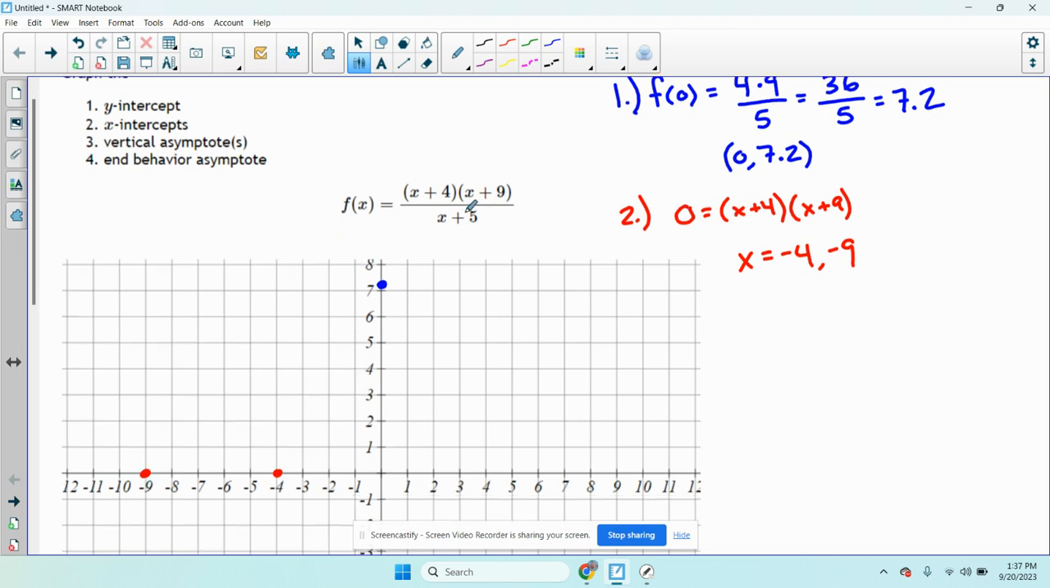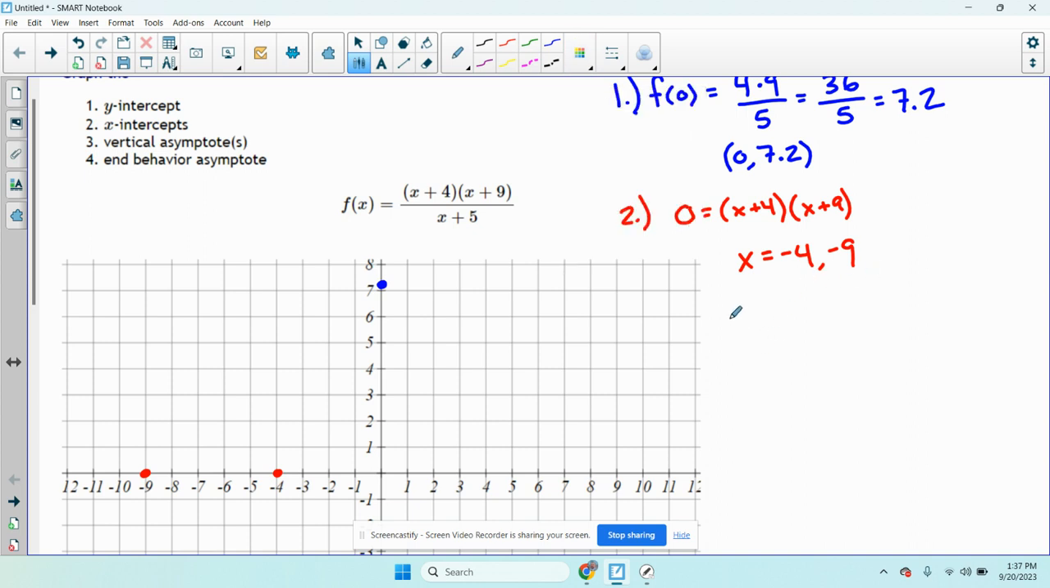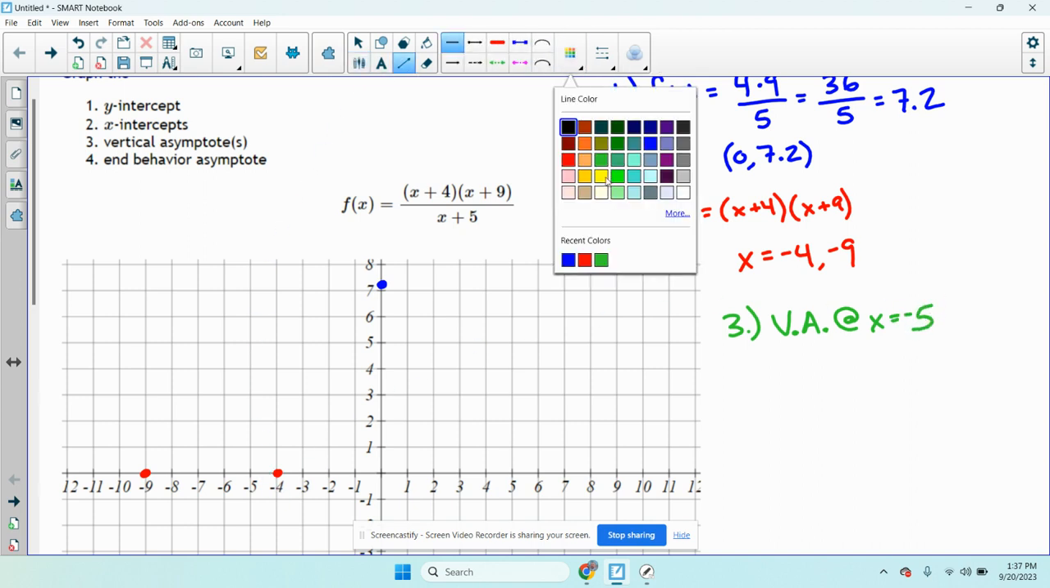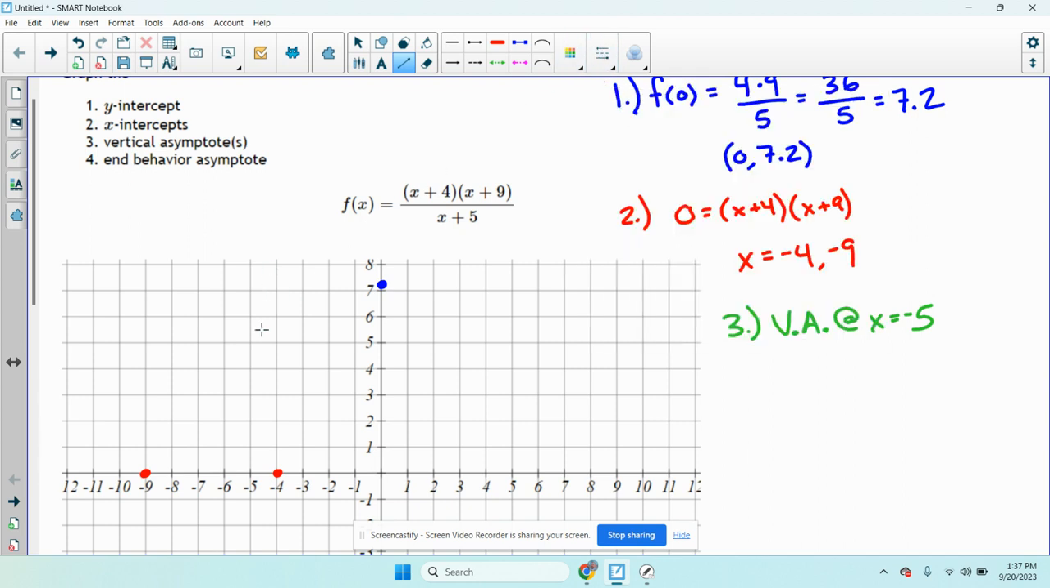The vertical asymptote is what we get when the denominator is 0. So that's going to be a vertical asymptote at x equals negative 5. So I'll draw a vertical line there and dot it so we know it's an asymptote.